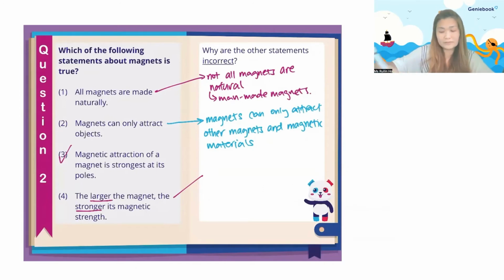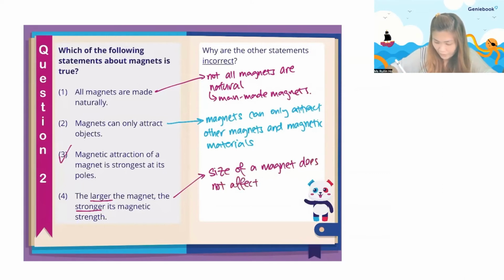Okay, I'm going to put down just in case you want to take a screenshot as notes for you all to revise on later on. Size of a magnet does not affect its magnetic strength.